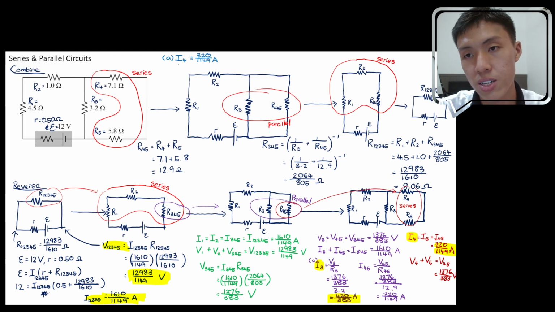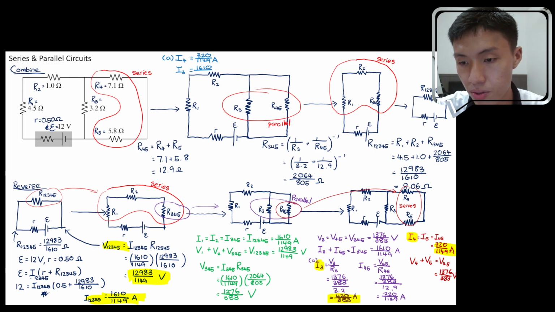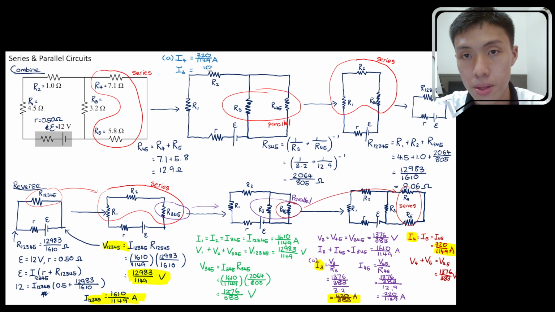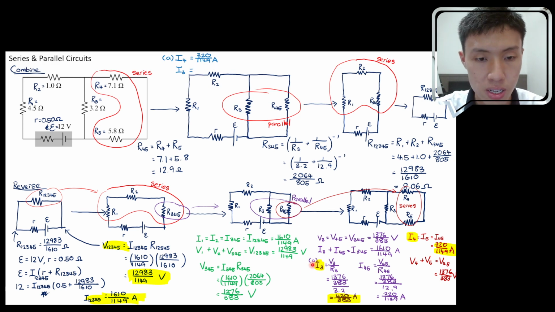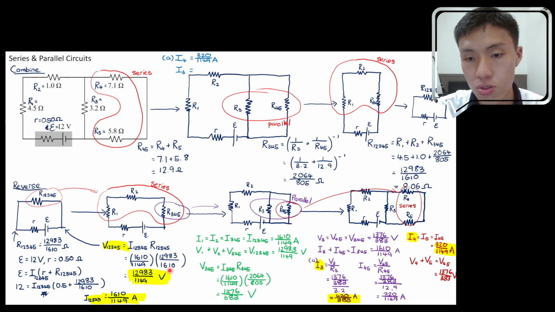Okay, question B, they ask for across 3.2 ohm, right? So that will be I3. I3, the value will be equal to 1610 divided by, sorry, I copied the wrong value. I3 is over here, 430 divided by 383. Okay, 430 divided by 383.